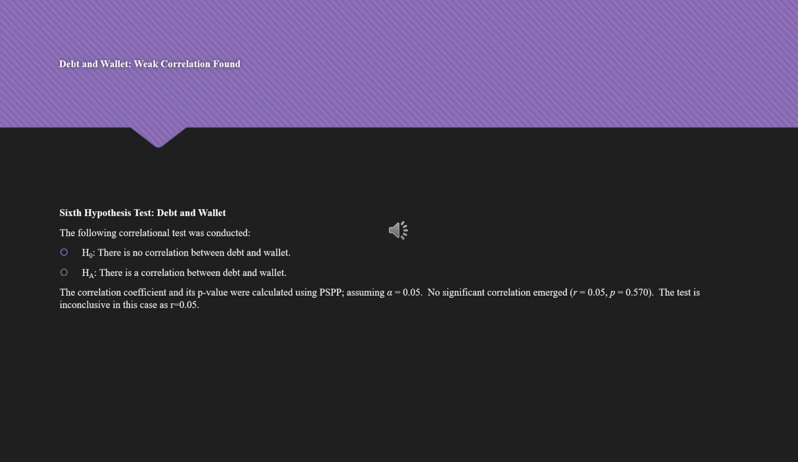Finally, our sixth hypothesis test is between debt and wallet. Our null hypothesis, there is no correlation between debt and wallet. The alternative hypothesis, there is a correlation between debt and wallet. The correlation coefficient and its p-value were calculated using PSPP, assuming alpha 0.05. No significant correlation emerged with the correlational coefficient 0.05 and the p-value 0.570. The test is inconclusive in this case as the correlational coefficient is 0.05.